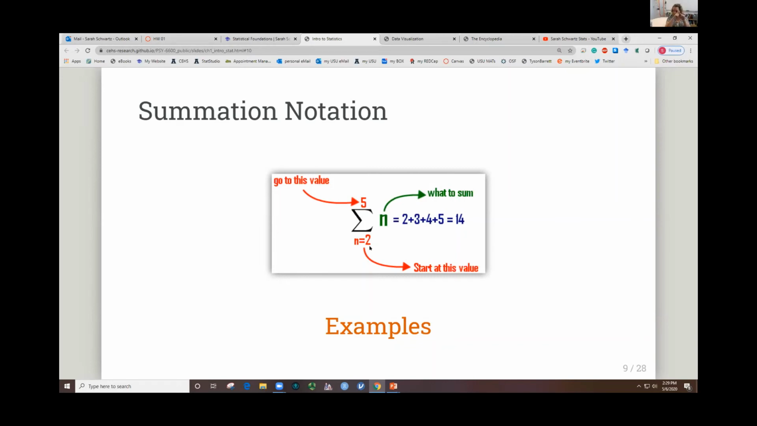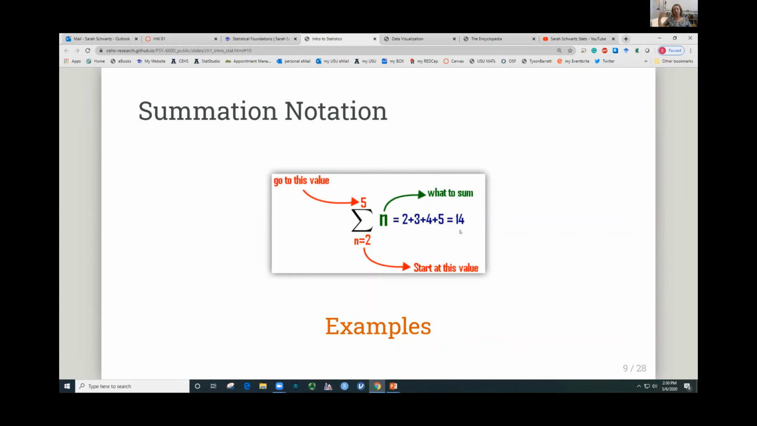When n is equal to 2, when n is equal to 3, when n is equal to 4, up to n is equal to 5. And then here in green, what's out to the side after the sigma, that's what we're going to be adding up. So sigma is shorthand for add up. So this is saying add up a number where the number goes from 2 to 5. So the mathematical reading of this: add up the numbers 2 through 5. So we go 2, 3, 4, 5, add them up, and the total is 14.